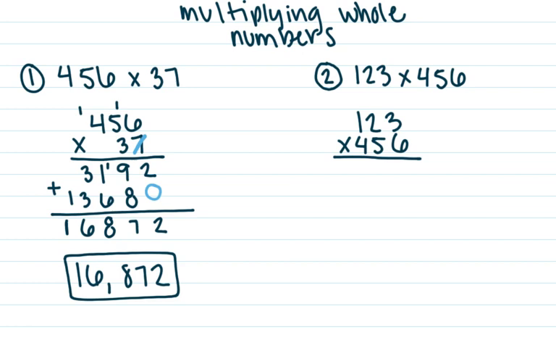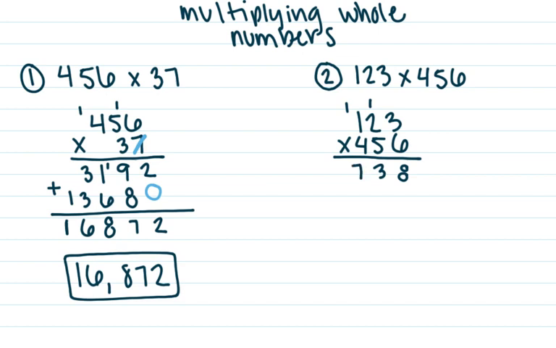Same thing as before. I'm going to be multiplying this 2 times 6, and then 1 times 6. And then I'll be done with the 6. All right, so 3 times 6 is 18. Carry my 1. 6 times 2 is 12, plus 1 is 13. 6 times 1 is 6, plus that 1 that I carried over is 7.